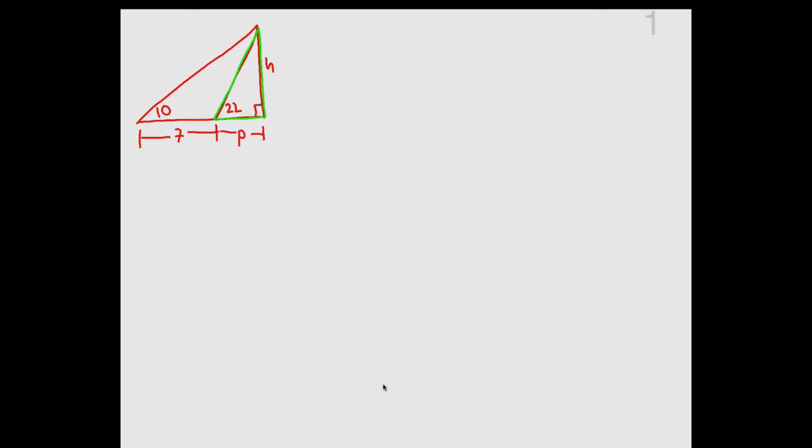68. Beautiful. I will tell you that's not needed information for this method. For later methods, we're going to have to find that. Ignoring the 68, which again is useful information later, what equation can I set up within that green triangle?